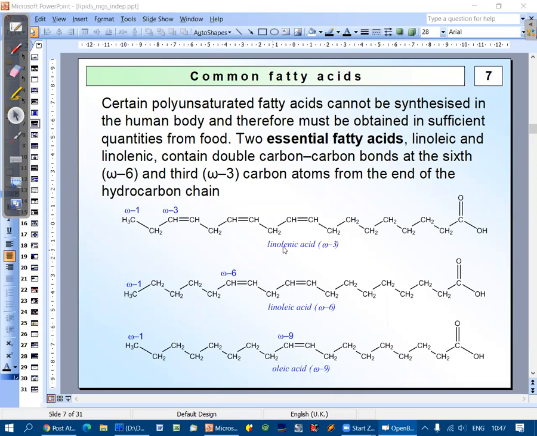That's why linolenic is an omega-3 unsaturated acid. 1, 2, 3. The first double bond is in the third position from the terminal carbon. Oleic acid is omega-9. There are such questions in your online test, so please be attentive.